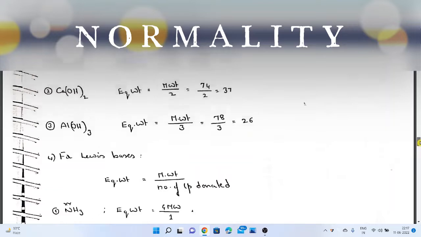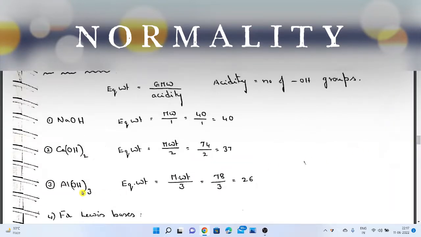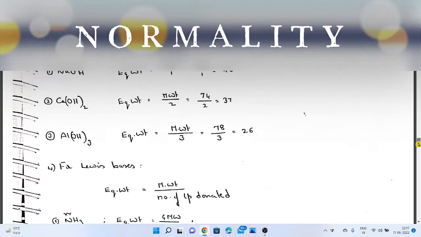And oxalic acid, here also COOH, COOH.2H2O, this is the oxalic acid structure. You can find only two COOH groups are present in oxalic acid, so equivalent weight is 126 by 2, that is equal to 63. Next, we are going to understand, for bases, the acidity of bases.